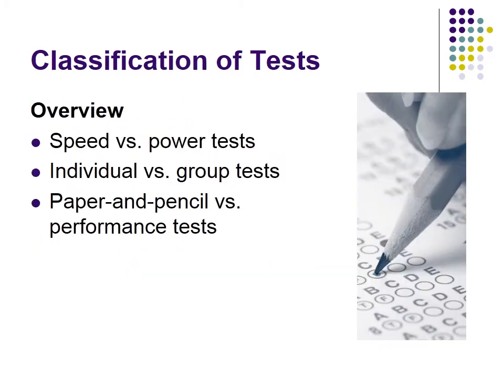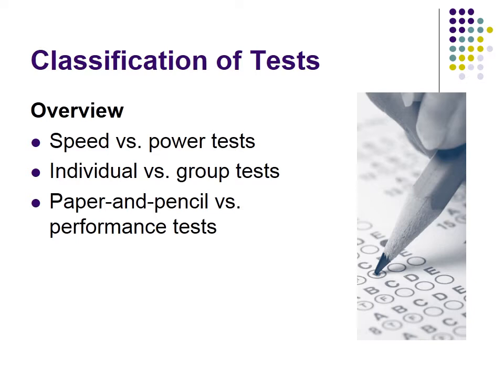So, we're going to talk about how to classify tests. Again, this is kind of the criteria to basically describe tests. And there's 3 broad categories that almost all tests can be defined by. Whether they're a speed or power test, whether they're done individually or in groups, and whether they're a pen and paper or performance test. So pretty much any predictor will be one or the other on each of these 3 dimensions.